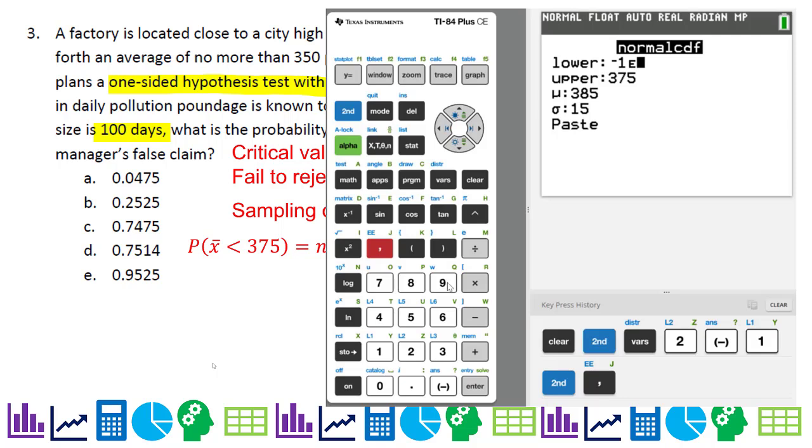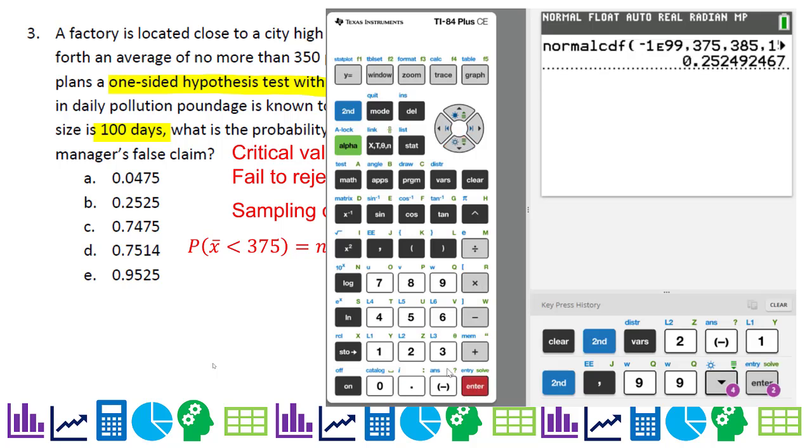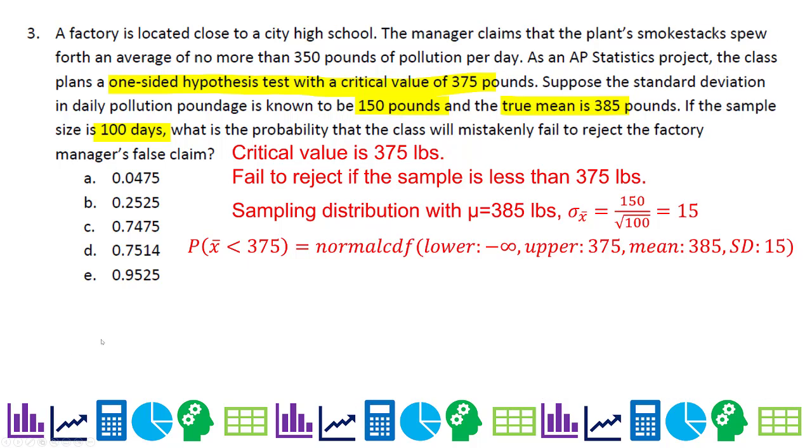It only gives you 1 E. That's fine. 99. And then you have 375, 385, and 15. Then hit enter, and there is your answer, 0.2525. So we get 0.2525, which means that B is the correct answer.